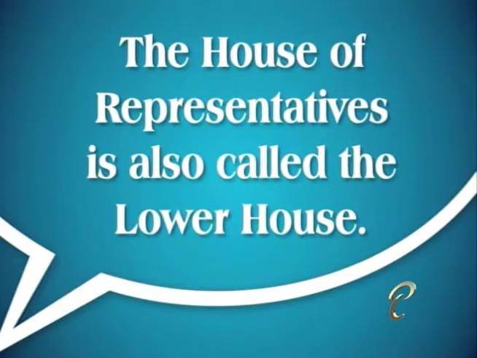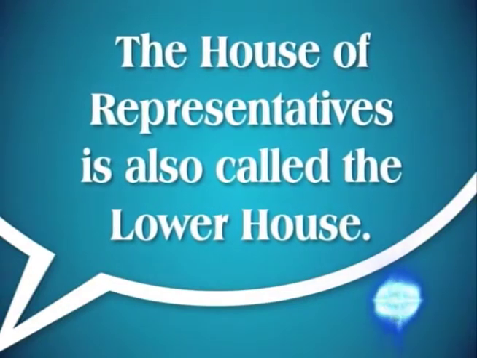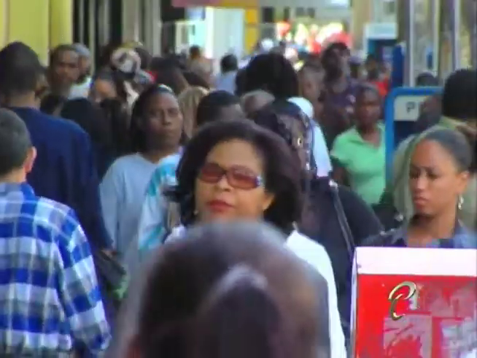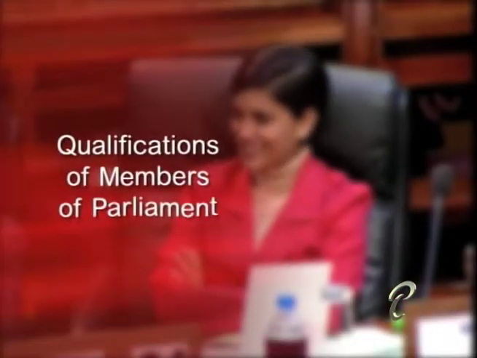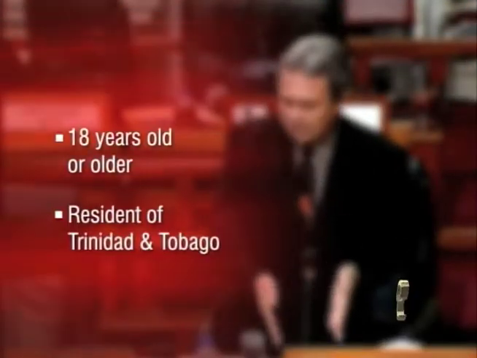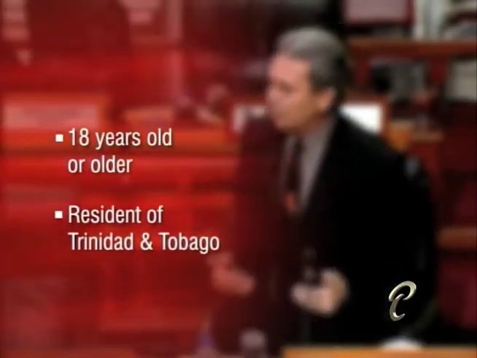The House of Representatives is also called the lower house. The Constitution provides for election of members of the House by secret ballot and by the first-past-the-post system. This provision is not entrenched and may be altered by a simple majority. Members of the House are elected for a term of 5 years and must be citizens aged 18 years or older and resident in Trinidad and Tobago for 2 years prior to nomination for election.